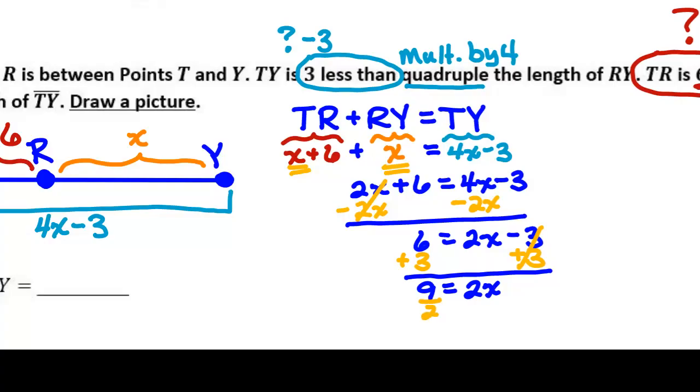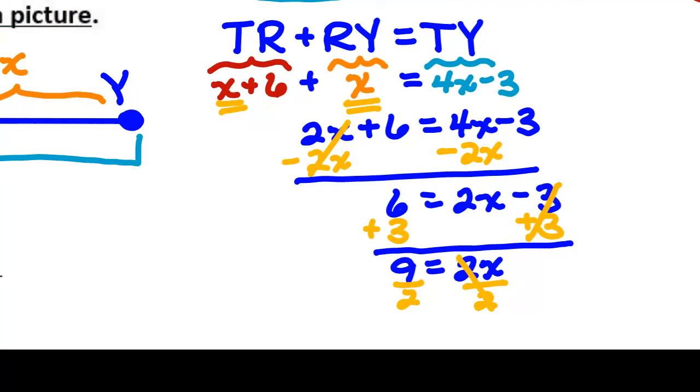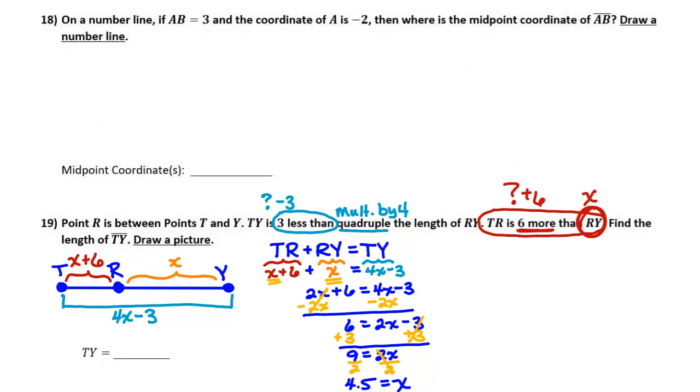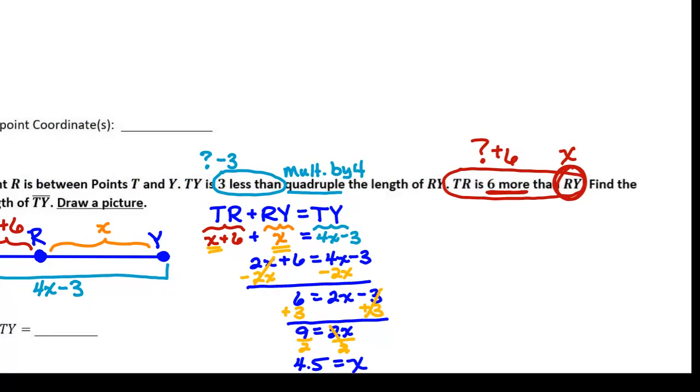And then we divide both sides by 2. What is 9 divided by 2? 4.5 is equal to x. Is that what they asked me to find in this problem? No, I'm supposed to find what? The length of TY. Well, TY was 4x minus 3.